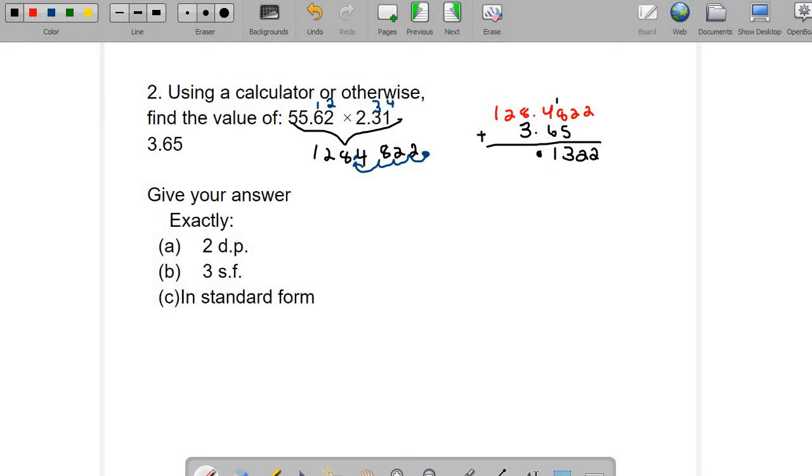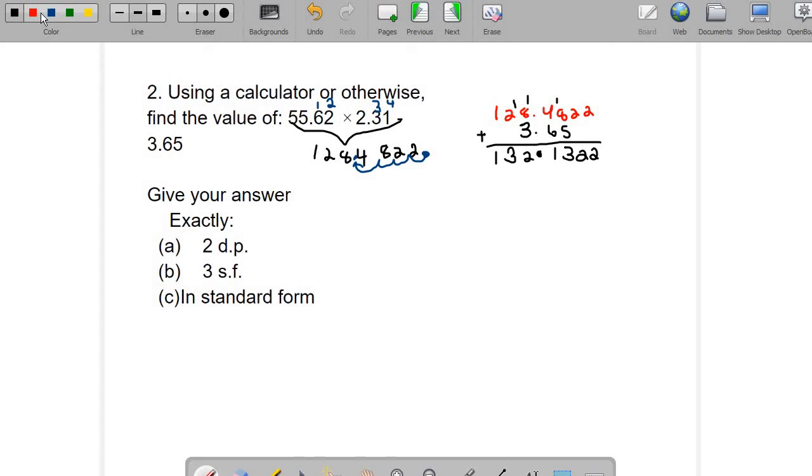Okay, so we're going to carry 1 again. 1 plus 8 is 9. 9 plus 3 is 12. Carry 1 again, and we get 3. There's no number to add to this number, so we're just going to write it here. Okay, so our final answer is going to be 132.1322. Okay, it says give your answer exactly to 2 decimal places. Okay, so 2 decimal places means that there should only be 2 digits behind the decimal point.